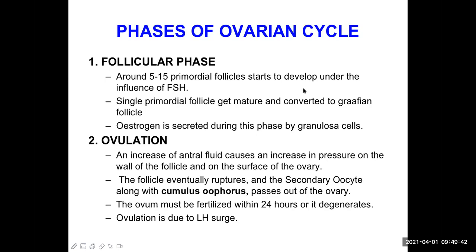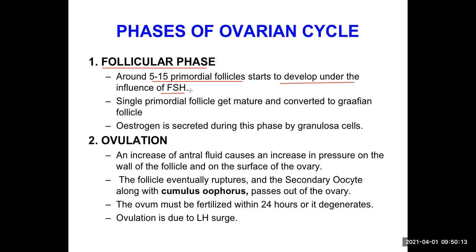Now let's elaborate a little bit more. What exactly is the follicular phase? In the follicular phase, around 5 to 15 primordial follicles start to develop under the influence of FSH, follicle stimulating hormone. And where does follicle stimulating hormone come from? Anterior pituitary. Excellent, from the anterior pituitary. Very good.